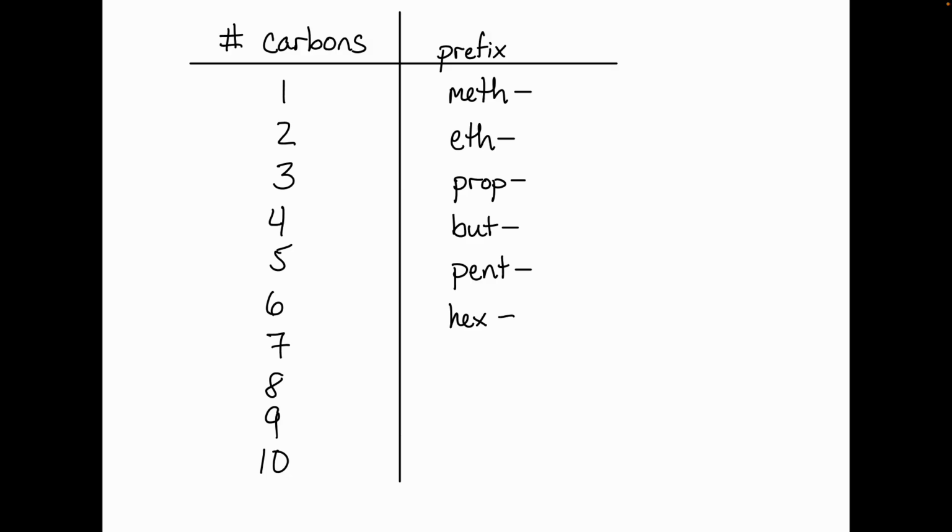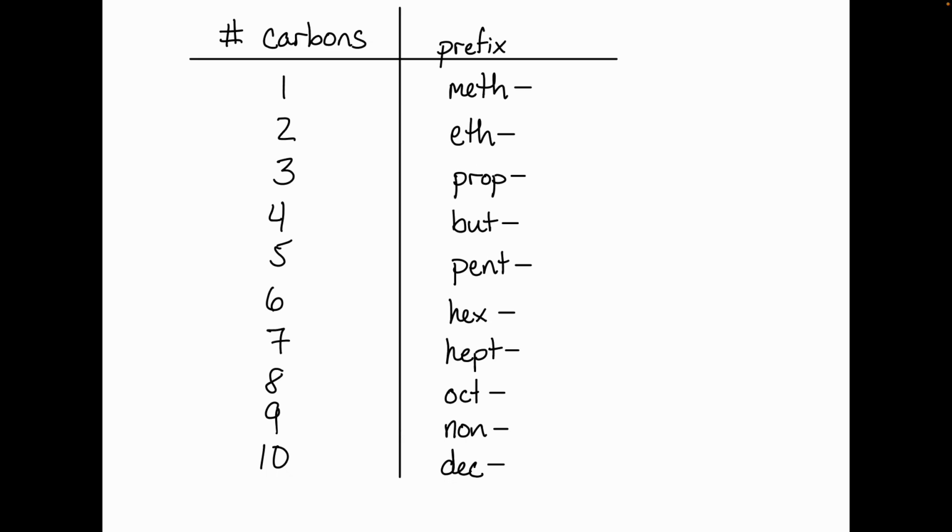6 is hex. 7 is the one that everybody seems to fumble. 7 is hept, H-E-P-T. 8 is oct. 9 is non. And 10 is dec. All right, so this is how we're going to refer to the number of carbons that we have in our molecule. We'll use these prefixes here.